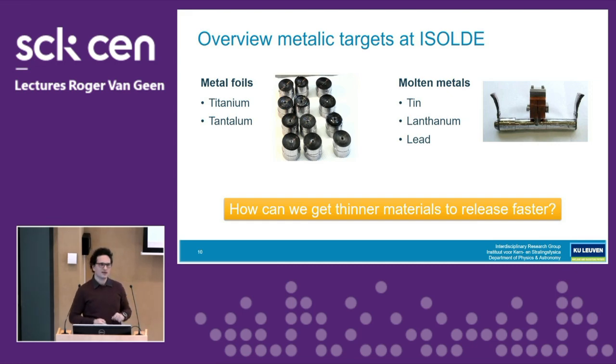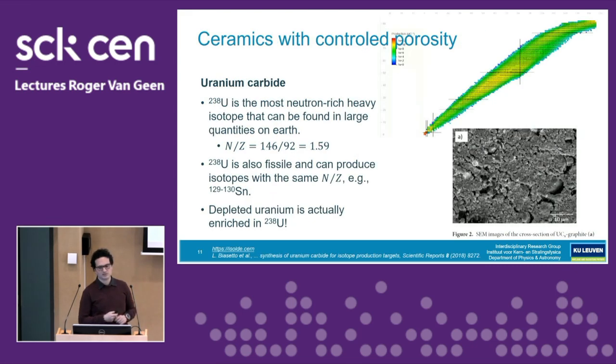So let's go to another type of target, and that's the ceramics. Ceramics with controlled porosity. Everybody's favorite then is uranium carbide, and you can see here what you can produce with uranium-238. You see that you go, again, much further than what you could do with the lead or with the tantalum. And this time, we're actually talking about uranium-238, not natural uranium.